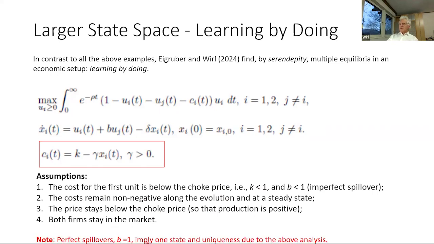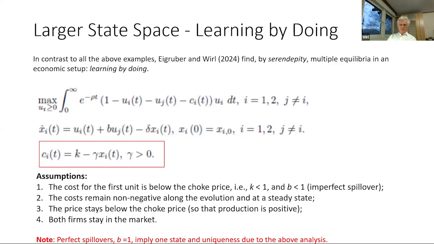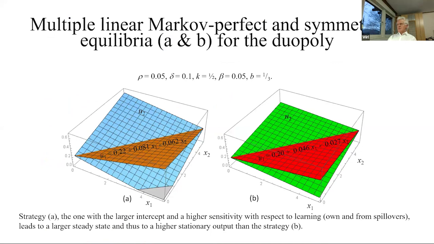Just as a note, if you set the spillover perfect, which is you assume p is equal to 1, you end up with one state, and then it can be shown in the one-state world using our results from before, the outcome will be unique. So this looks like a fairly innocuous, well-behaved differential game. The only peculiarity is that we have two states, or n states, if we have n players. And then you get, surprisingly, in the standard example, two strategies for the two players.